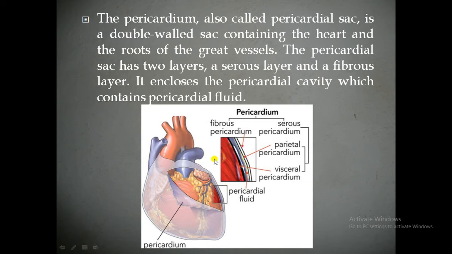This sac encloses the cavity which contains the fluid. That fluid is nothing but the pericardial fluid. This blue one is the pericardial fluid. So it is a double walled sac which contains the heart and the vessels. It consists of two layers: the fibrous layer and the inner serous layer, which is again divided into two parts, parietal and visceral. It encloses the fluid, which is the pericardial fluid. So this is the pericardium.